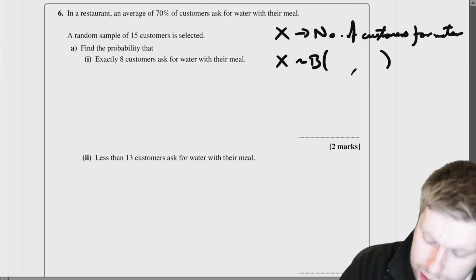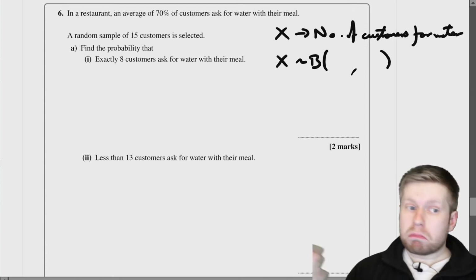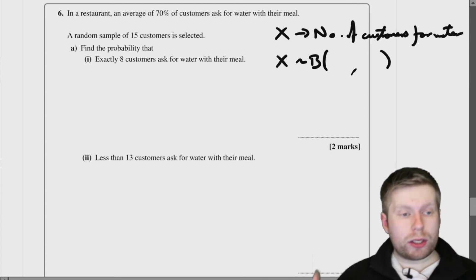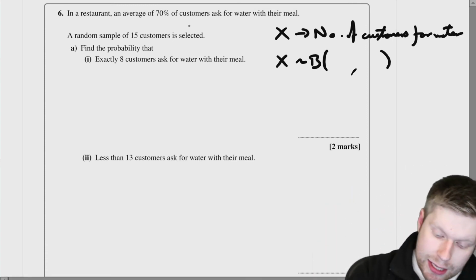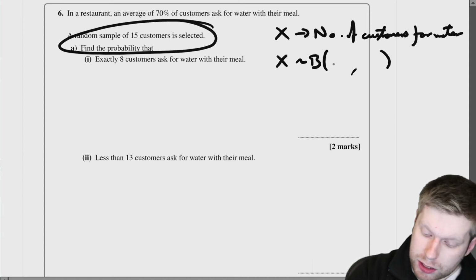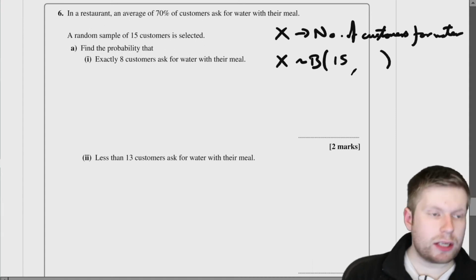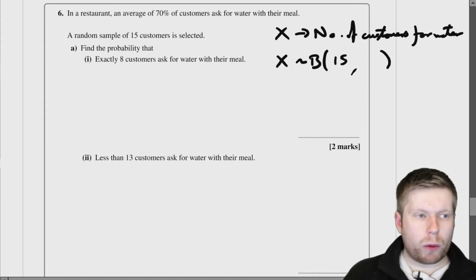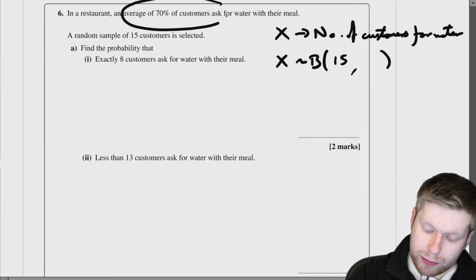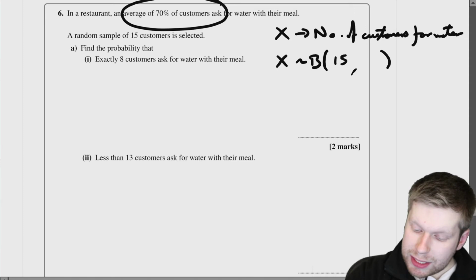Let's just check our last condition. Is it success or failure? Yes, it is. They either ask for water or they don't ask for water. So in this case, I'm looking at a sample of 15 customers. So that's like my trials, okay? 15 customers. Each customer is a different trial. What's the probability of success? What's the probability of them actually asking for water? That's going to be 70% or 0.7 if you prefer, okay?